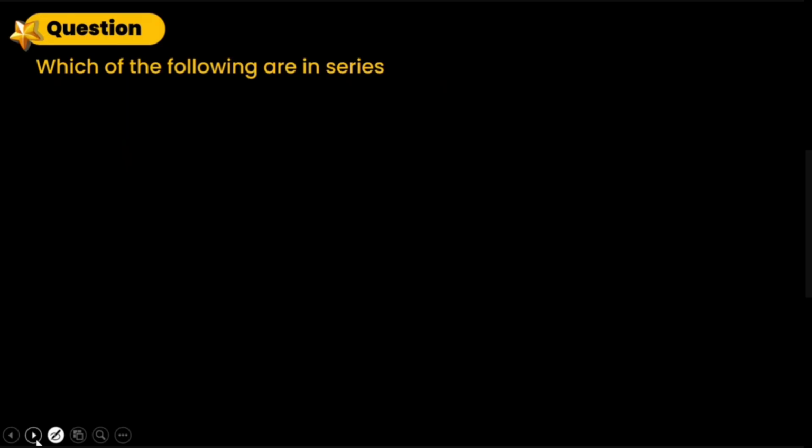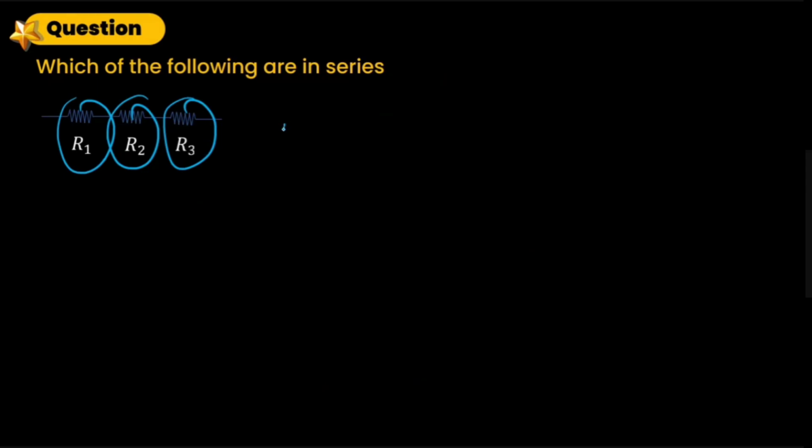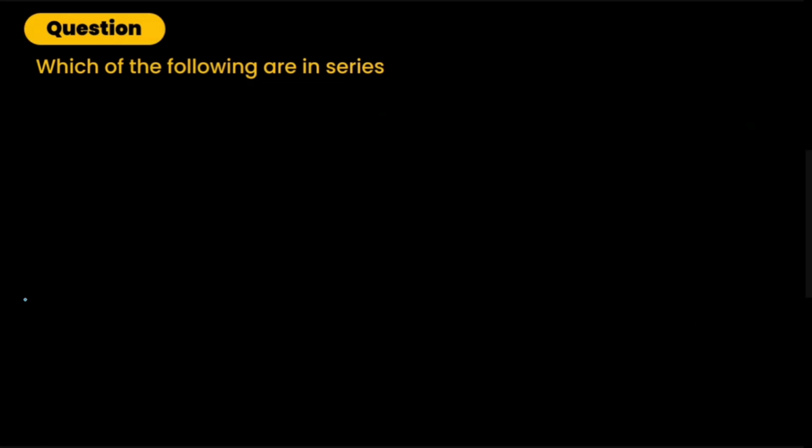So let's do some problems. Which of the following are in series? The answer would be that R1, R2, R3, they all are in series. Next, who are in series? R2, R4, R5 are in series.